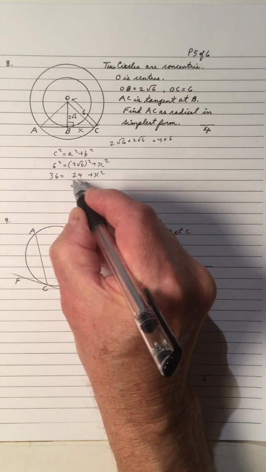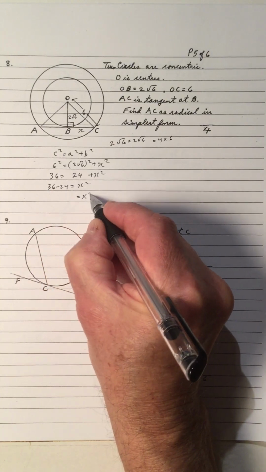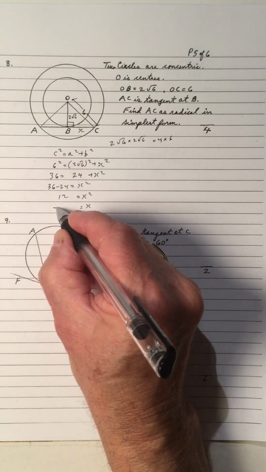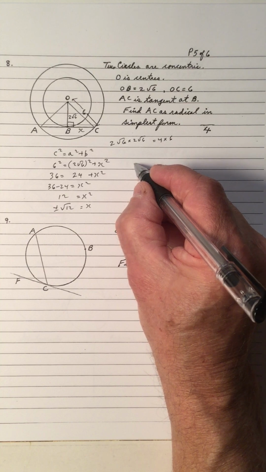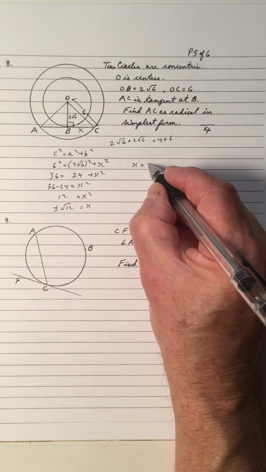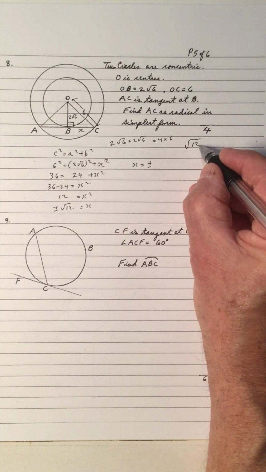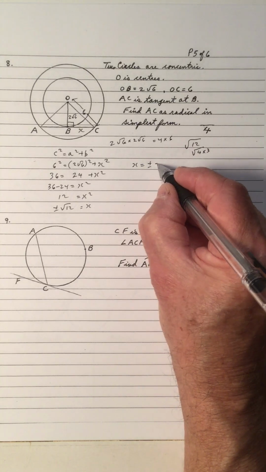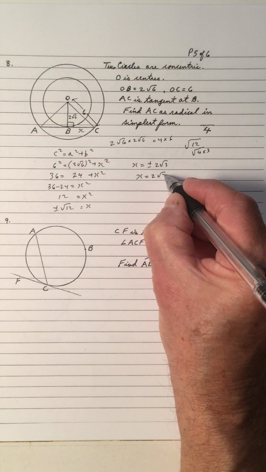So x squared is 36 minus 24. So x squared is 12. So that means x is plus or minus the root of 12. This is the square root of 4 times 3, so it's 2 root 3. So x is positive, so x is 2 root 3.